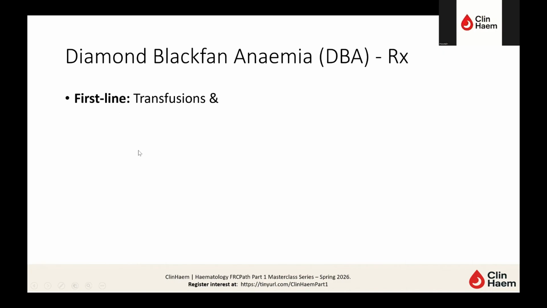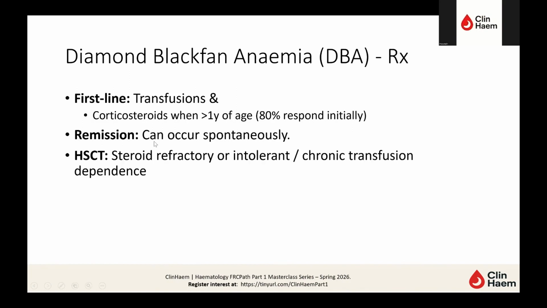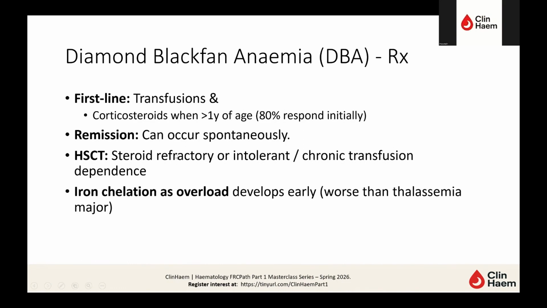They're present in early infancy. And the first line treatment is transfusions and corticosteroids. But you start steroids only after a year of age, or at least consider though, because before that, the risks are quite high. And there's a good response, as you can see. That's why it's important to diagnose and treat accurately, because many of them might not have any treatment. The remission sometimes can occur spontaneously, but if they're steroid refractory, the next line is transplant.